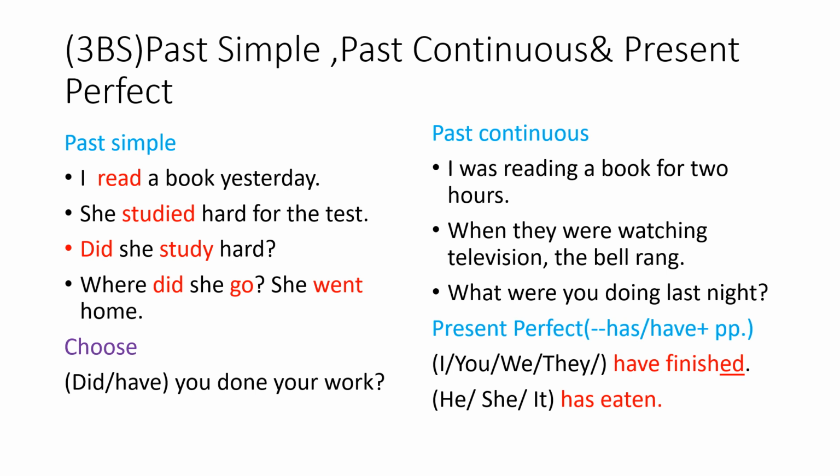Okay? So, we use has with he, she, it, and this is with the singular. He has eaten, she has eaten, the cat has eaten, for example. And again, the past participle of eat, ate, eaten. And you have to learn this by heart. So if you want to change it into negative, she has not eaten. Question, you move has to the beginning. Has she eaten?